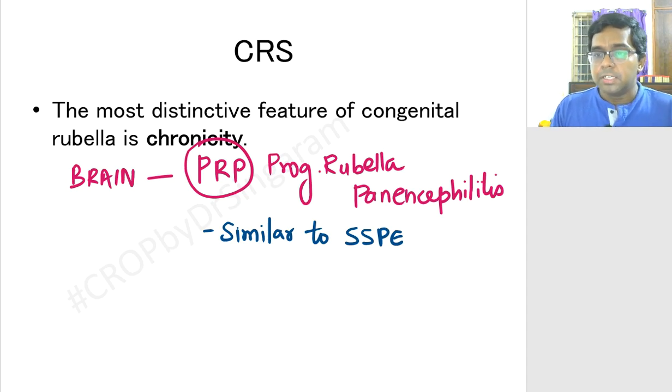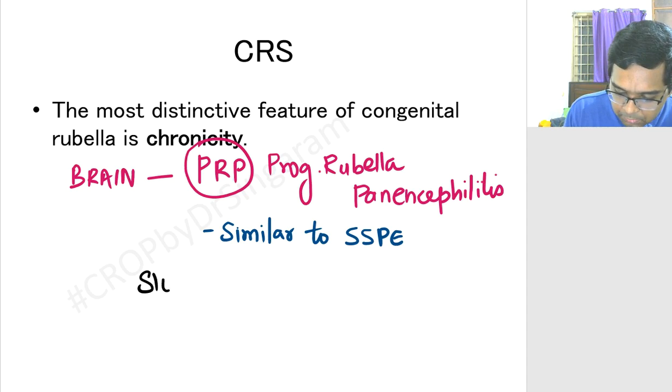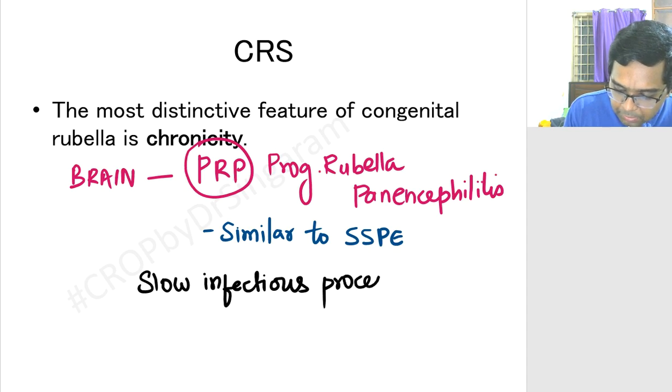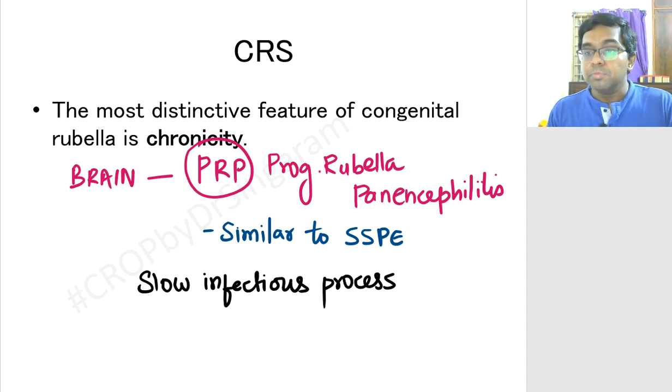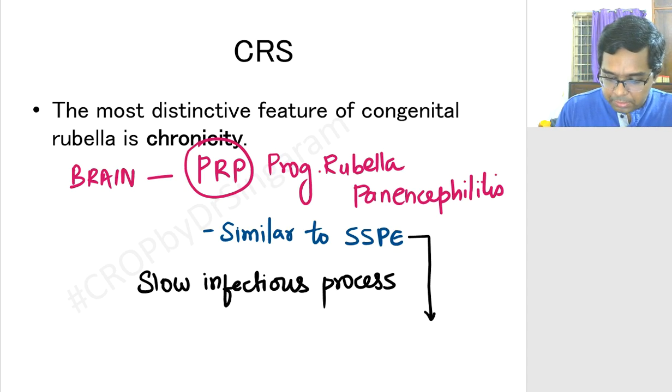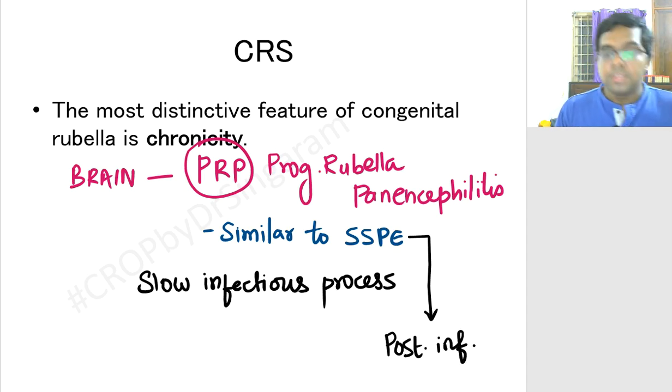Now, here is a differentiating point which you all need to remember. Progressive rubella panencephalitis is considered as a slow infectious process. Why am I mentioning it like this? This is because SSP is actually considered as a post-infectious process, right? SSP is a post-infectious process, whereas progressive rubella panencephalitis is a slow infectious process.